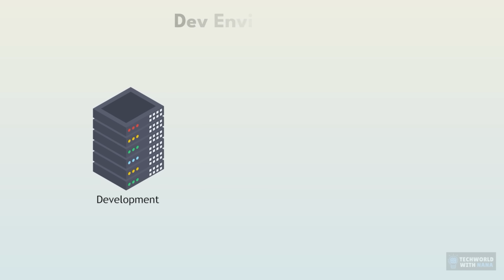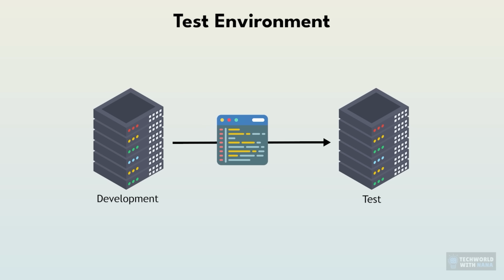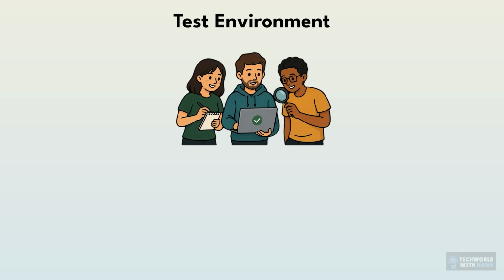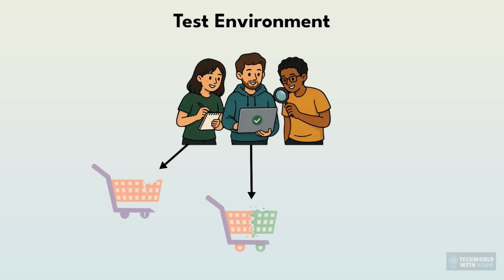Next, your code goes to the test environment. Once it passes the dev stage, it basically advances to the test environment. And this is where QA engineers manually test your feature. They test the checkout feature thoroughly, right? They try to break it. They try to do all types of weird things that they think users may also do. Try all the edge cases.